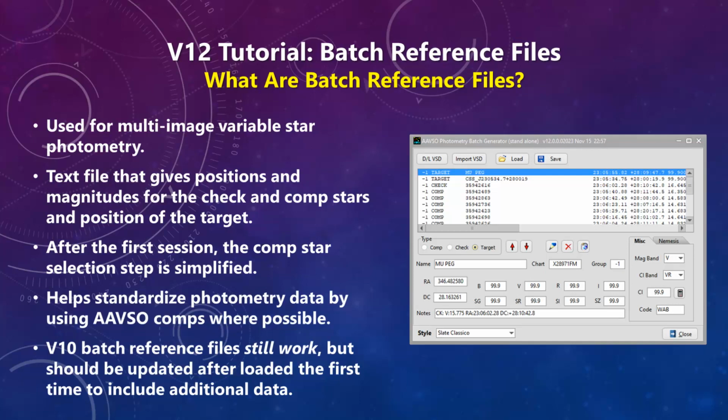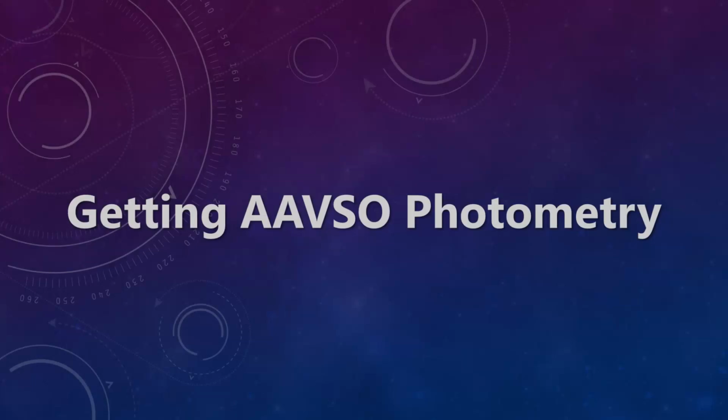Once you've created a batch reference file for a variable's field, you can simply load that file. Otherwise, you'll have to select the stars yourself. Batch reference files also help assure that the same stars are used every time, so that data from multiple sessions will fit seamlessly together, or very nearly so.